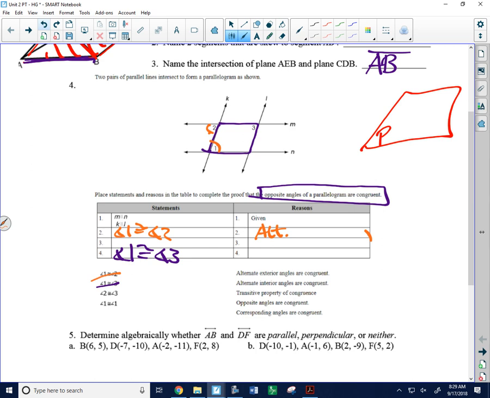That's actually pretty weak. They should have said either alternate interior angles theorem or because lines are parallel, alternate interior angles are congruent. But of these, the best option is the second one. Alternate interior angles are congruent.